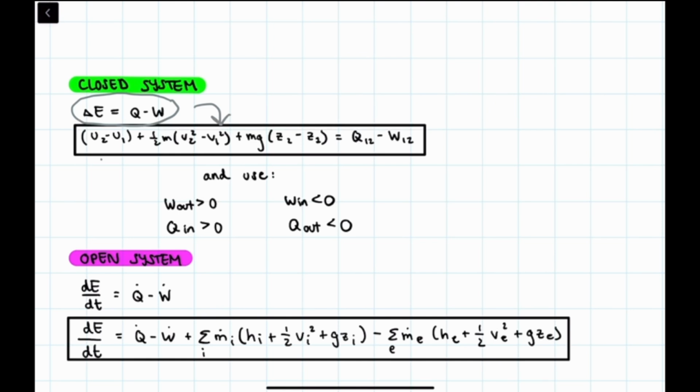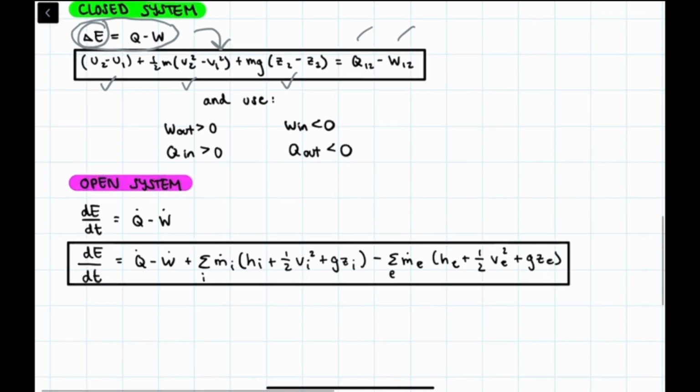So we have our change in internal energy plus our change in kinetic energy plus our change in potential energy, which are all different types of energies going back to our delta E. They're all equal to the heat minus the work from state 1 to 2.